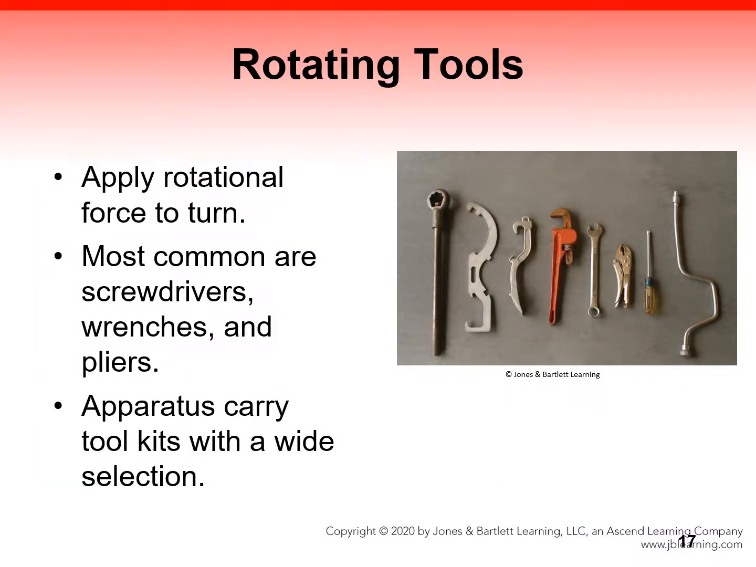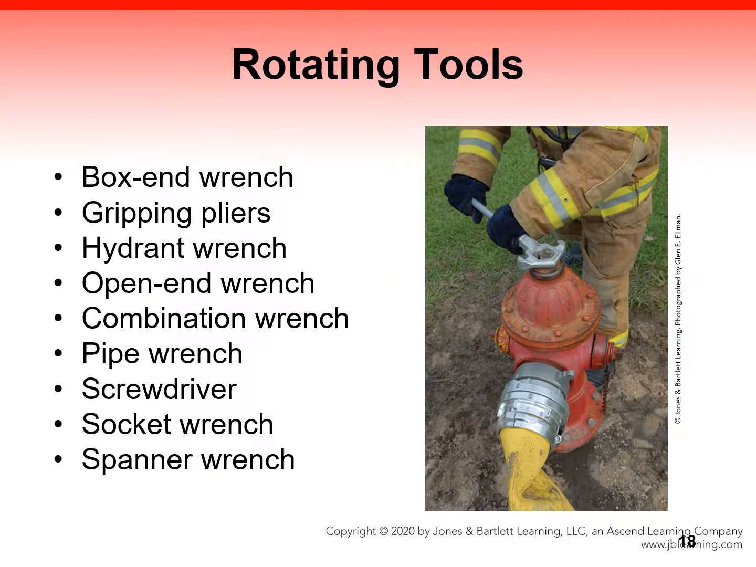Rotating tools apply rotational force to make something turn. The most common rotating tools are screwdrivers, wrenches, and pliers. They are used to assemble, or fit together, or disassemble, take apart, parts that are connected with threaded fasteners. Examples include a box end wrench, gripping pliers, hydrant wrench, open end wrench, combination wrench, pipe wrench, screwdriver, socket wrench, and spanner wrench.